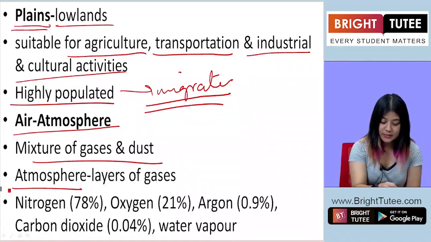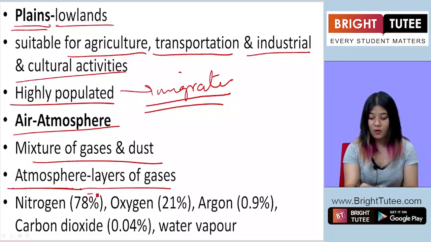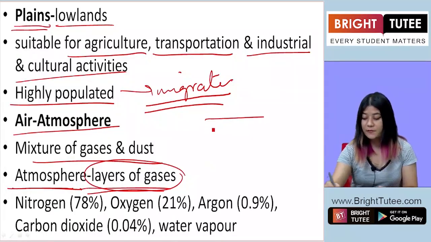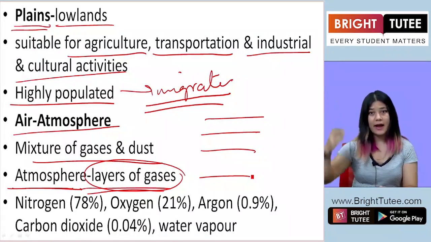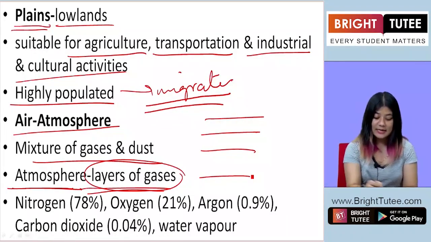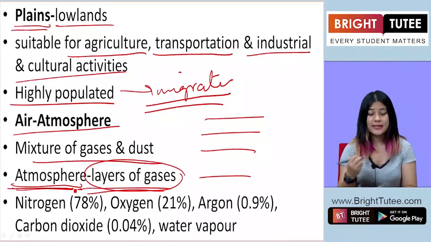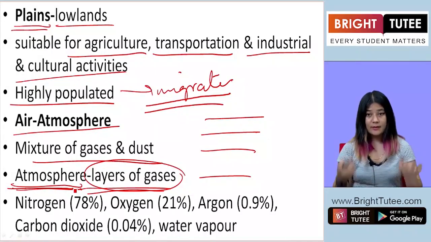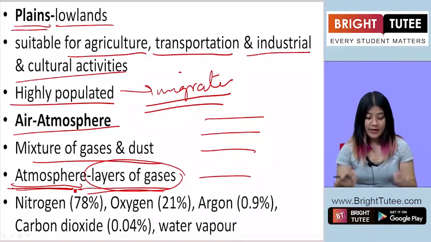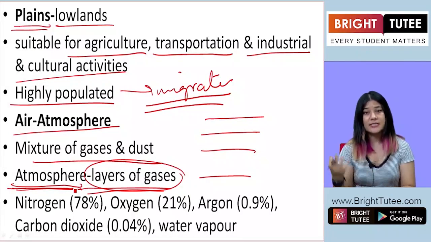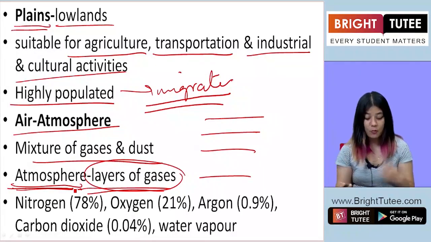An atmosphere is basically layers of those gases, okay? Layers. So there are different layers in the air as well, okay? So those layers are what is known as atmosphere. Now the atmosphere or the air contains dust and gases, right? We said. Now what kind of gases does it contain?